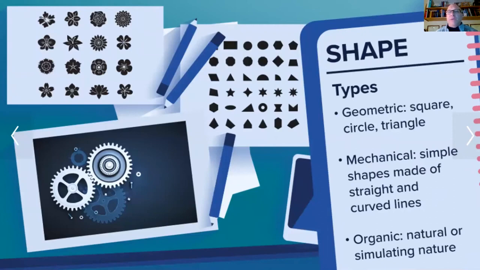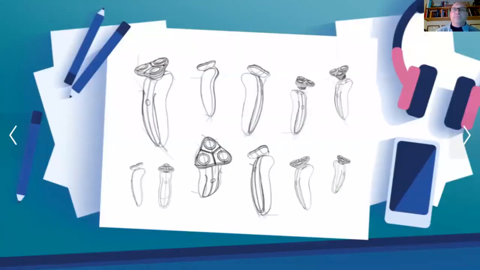Next, we have shape. We have our geometric shapes, our mechanical shapes, and our organic shapes. Okay, and here you can see that we have some simple shapes. You see the circles that we have in there, and then we see those organic shapes, those nice, smooth, flowing shapes.